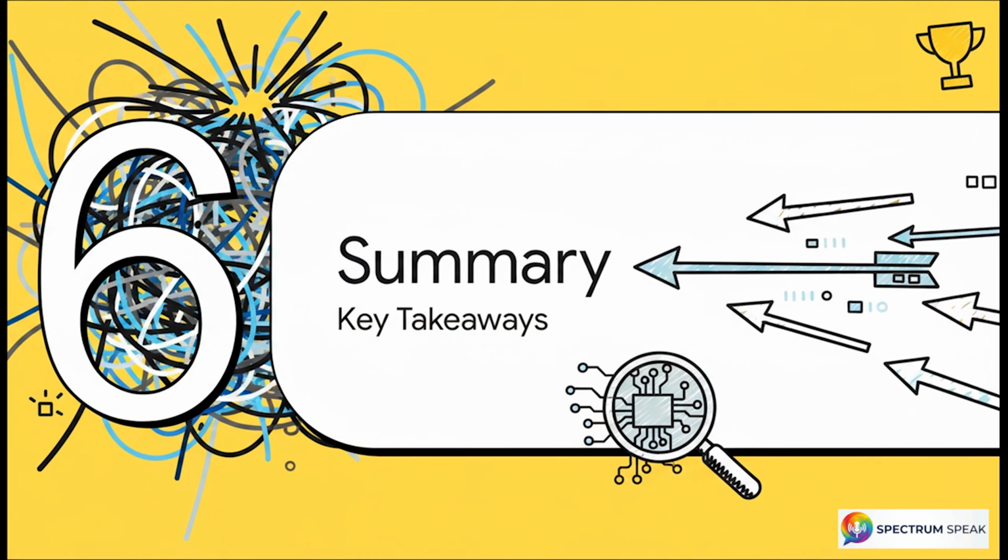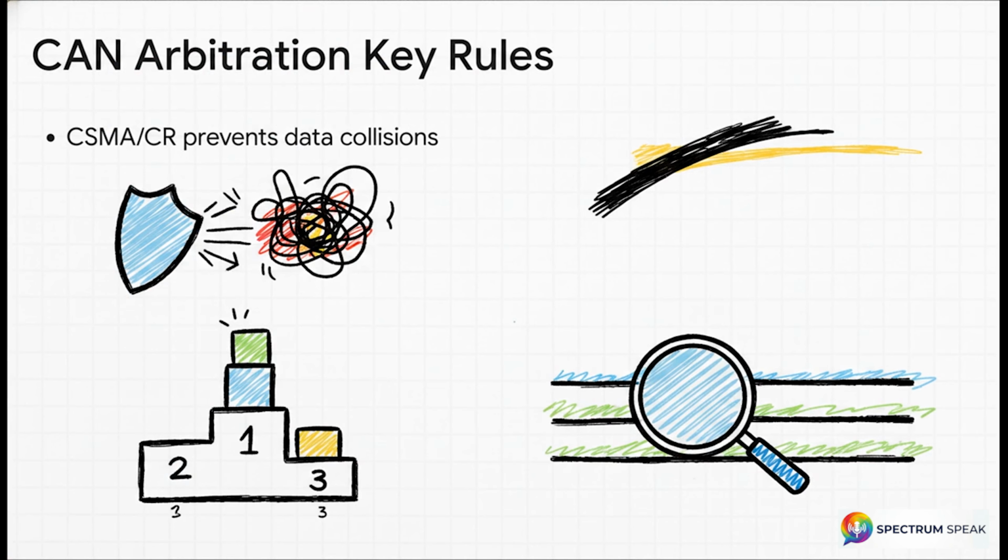Let's move into Section 6 for our quick summary and wrap-up. Lock these 4 crucial takeaways into your mind. First, CSMA/CR completely prevents destructive data collisions. Second, the dominant 0 acts just like a black permanent marker. It will always override a recessive one. Third, when you're looking at the queue, the lowest identifier always wins because it has the highest priority. And fourth, this entire system only works because of active bus monitoring, where every node listens to itself and instantly backs off if it gets overwritten.